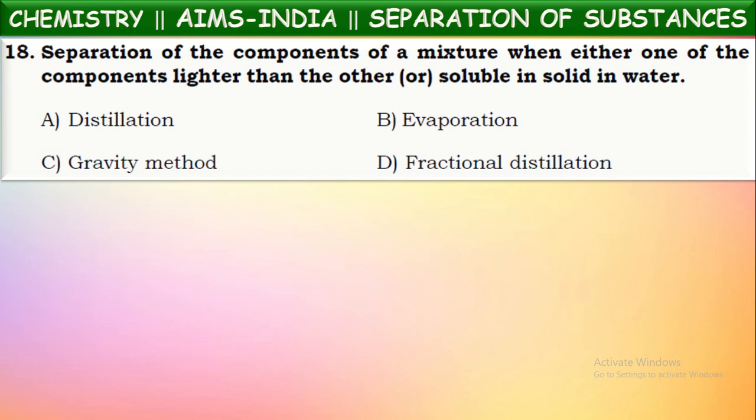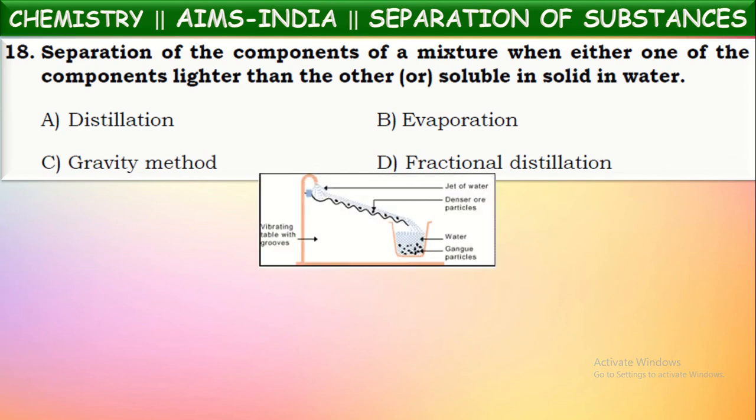Separation of the components of a mixture when one of the components is lighter than the other, and they are insoluble in some other liquid like water, is called. What is this process called? It is called the gravity method. See, in this gravity method, what will they do?